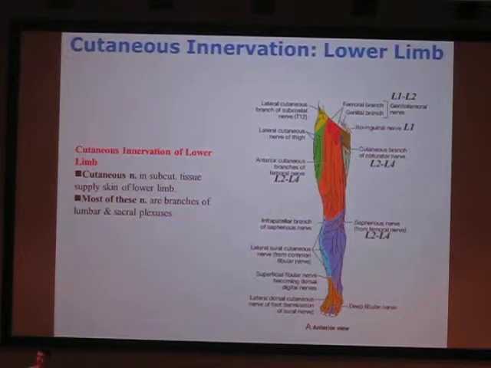So what sort of innervation is seen in the lower limb in terms of the skin? And I'm only going to have you look at the anterior aspect. We won't be focusing too much on the posterior aspect at all.